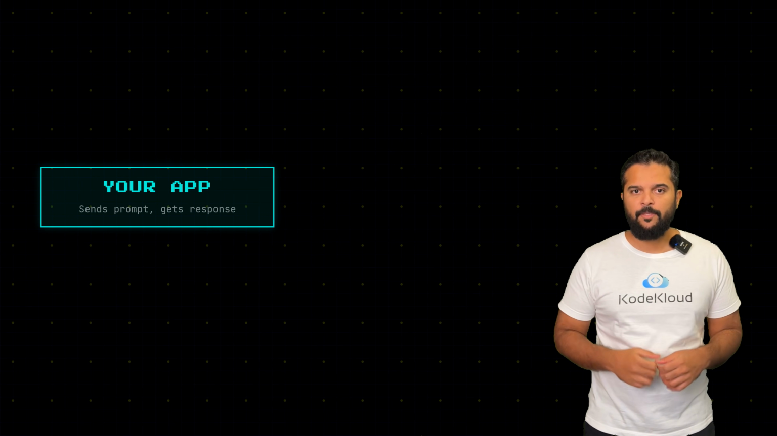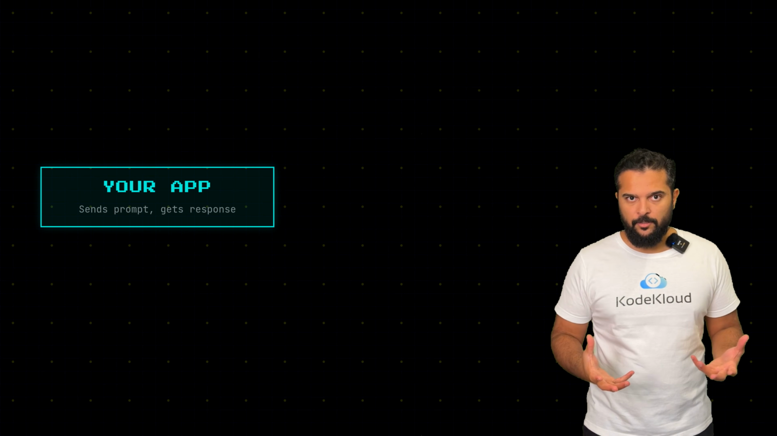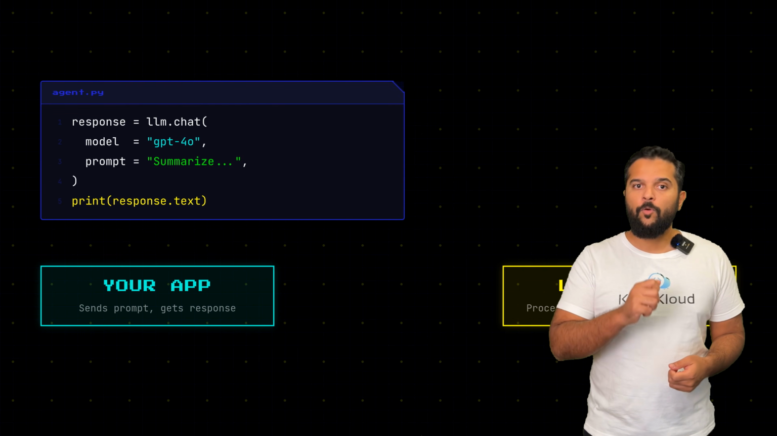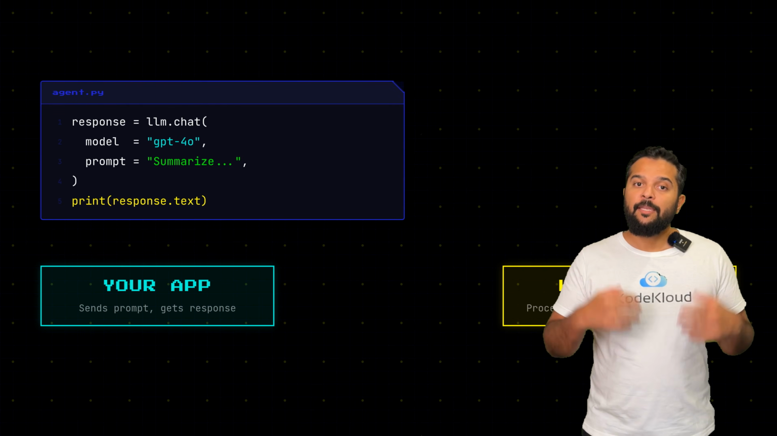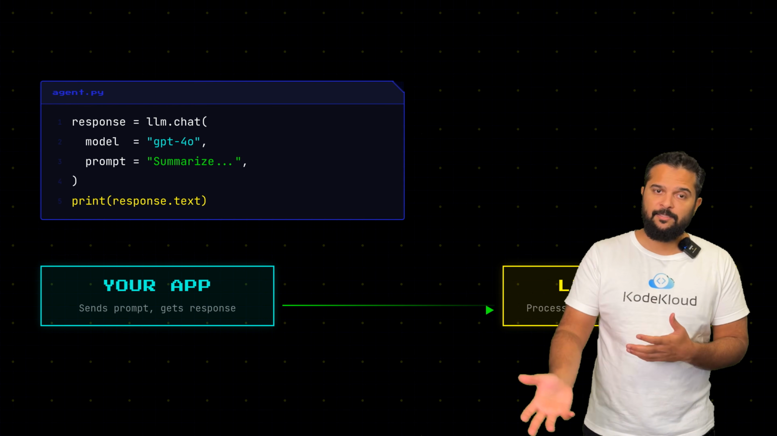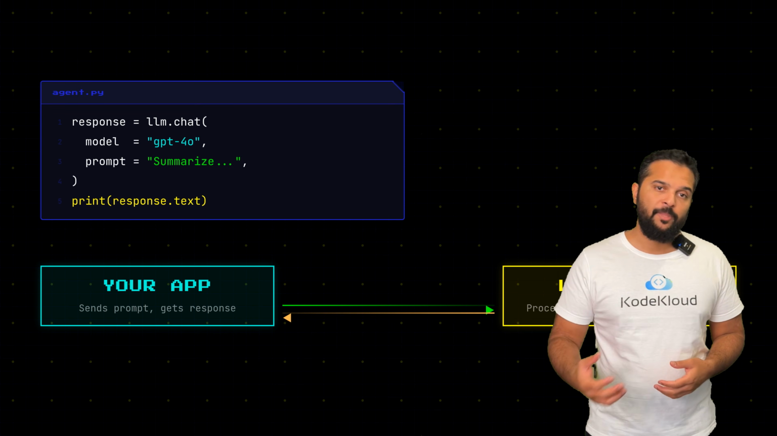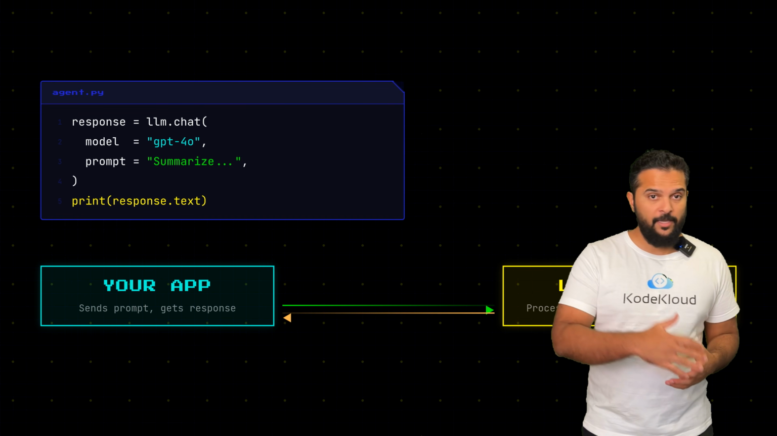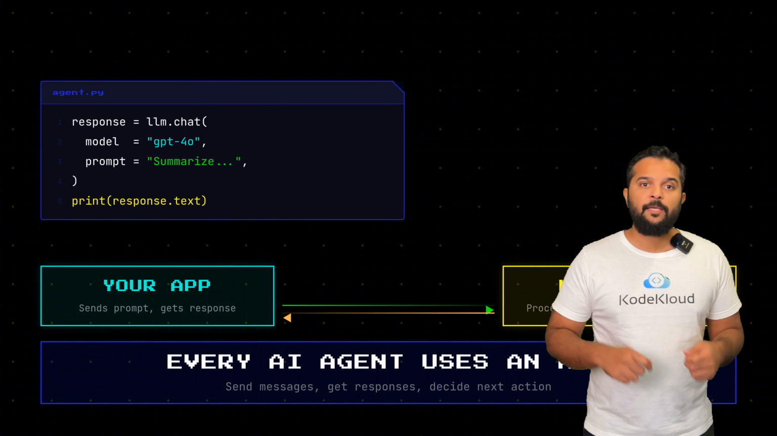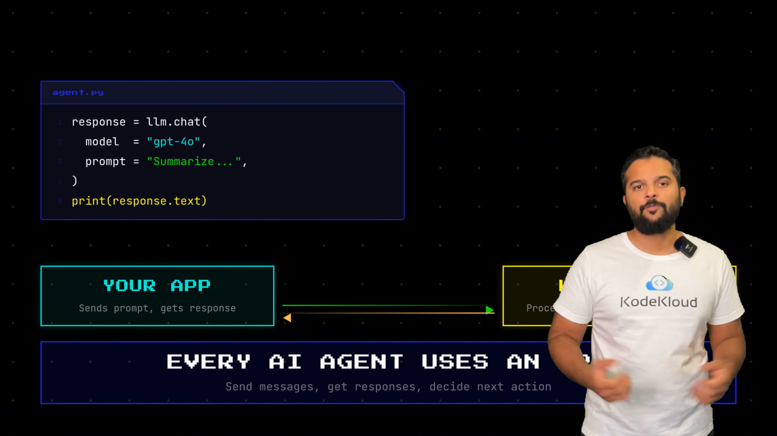When you use ChatGPT, you type in a text box and get a response back in the chat. When a developer builds with an LLM, they use an API, an application programming interface, a way for one program to talk to another. And here's what that looks like. Your application sends a request to the LLM provider, something like "summarize this text." The provider processes it through the model and sends a response back. It's a simple back and forth, request in, response out. Every AI agent is built using an API. The agent sends messages to the LLM, gets responses back, and decides what to do next.